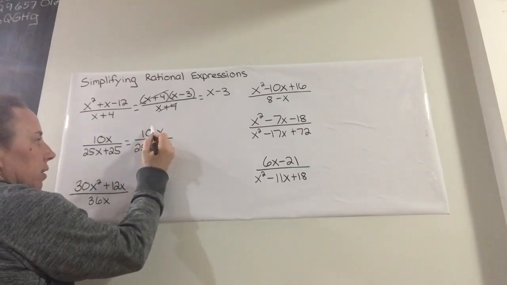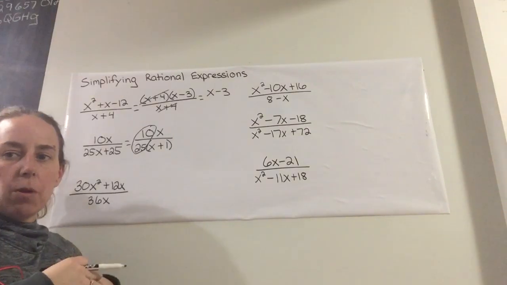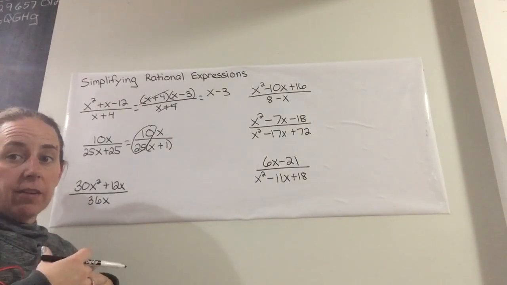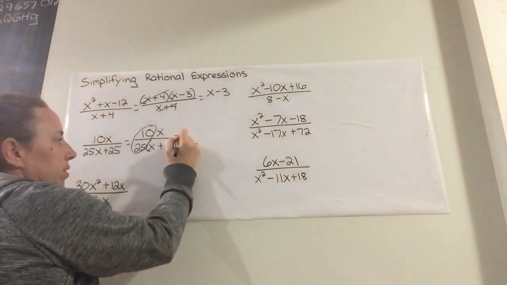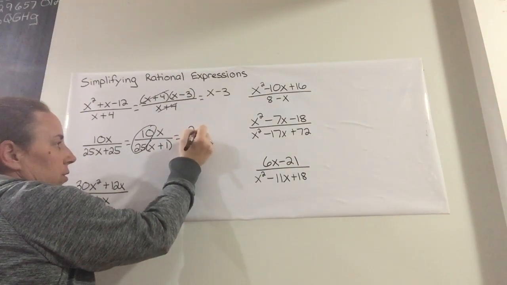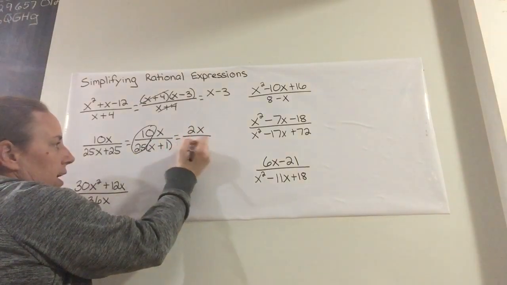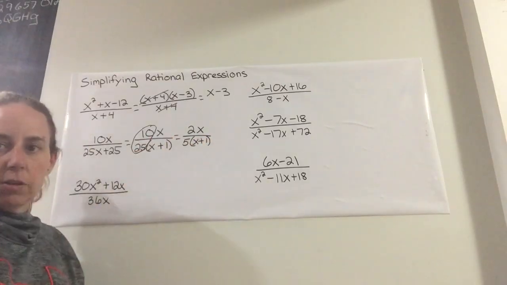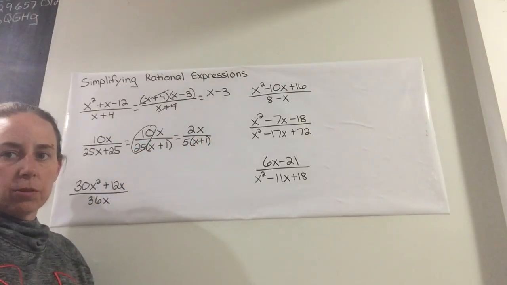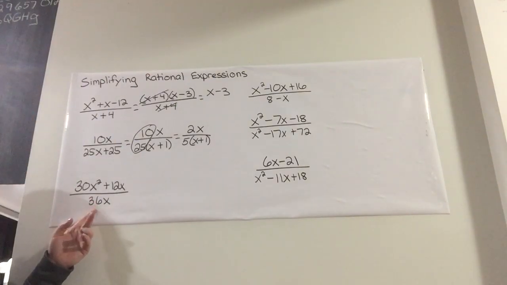So I'm going to look at the 10 and the 25, and what goes into both of those? 5. So I'm going to divide each of them by 5. On the top, I'm going to get a 2, and I don't do anything with the x. And 25 divided by 5 is 5. And I can't do anything with this x plus 1. So there's my answer: 2x over x plus 1. Okay? Now let's do this one over here.